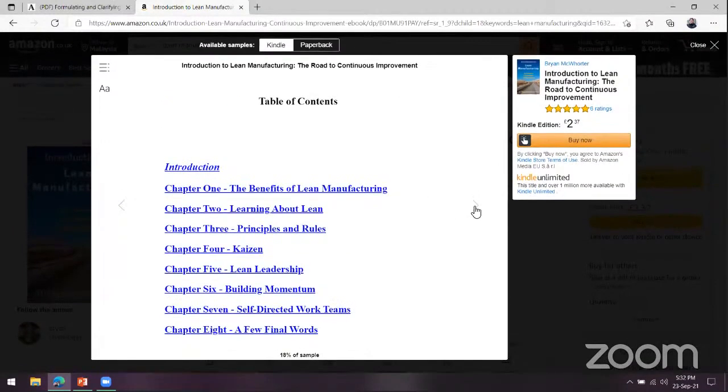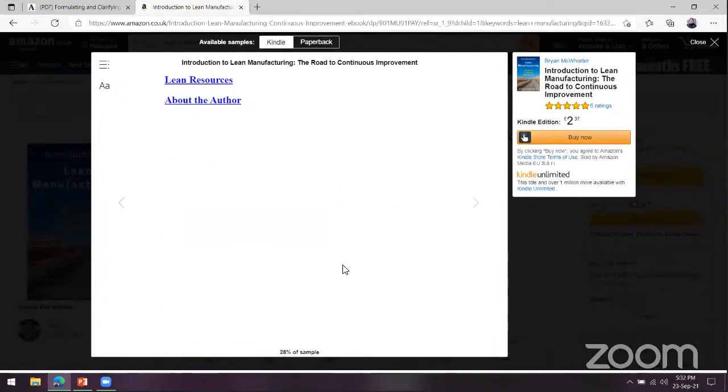So for example, do you want to look at the benefits as your study, your research? Or maybe you're thinking about the lean principles or the rules, or maybe you want to study about Kaizen? Or maybe you're thinking, hey, I would like to look at lean, but this time I want to look at lean leadership. Wow, something new for me. Or maybe I would like to look at building the momentum for it.